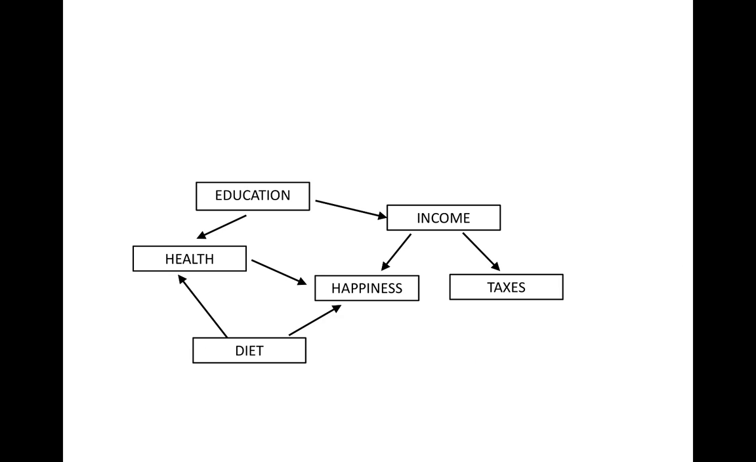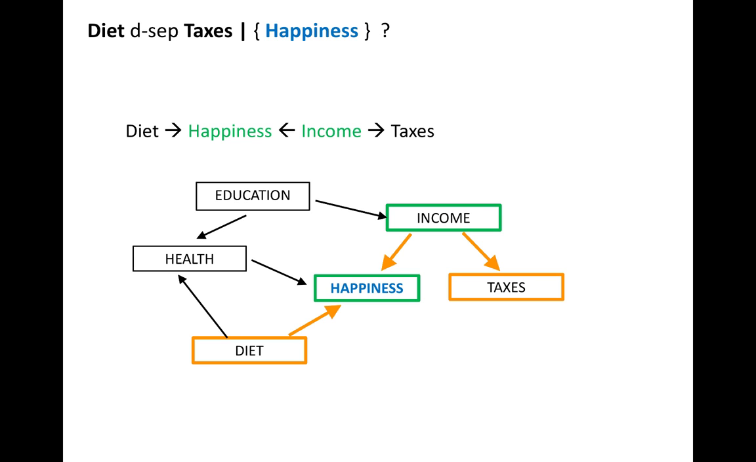Now take the same graph, but change the conditioning set. Suppose the question is whether diet and taxes are d-separated by happiness. The same 4 paths traverse diet to taxes, but now some of the nodes might flip status because we are conditioning on happiness. In path 1, happiness is a collider, which relative to the empty set is inactive, but now becomes active because we conditioned on it. Is the path active? Yes, as all the nodes on the path are active.